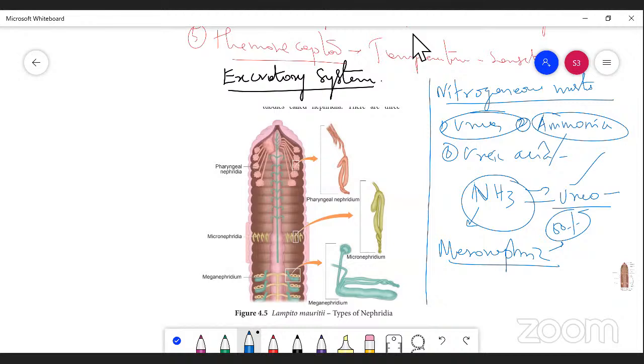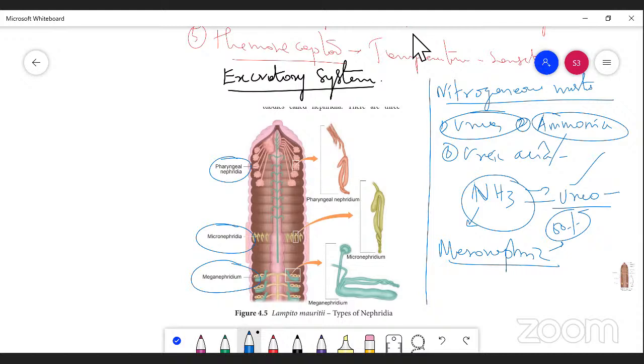The earthworm excretion is carried out by segmentally arranged, minute coiled paired tubes called nephridia. There are three different types of nephridia found in the earthworm. One is the pharyngeal nephridia. Second one is micronephridia. And third one is meganephridia.